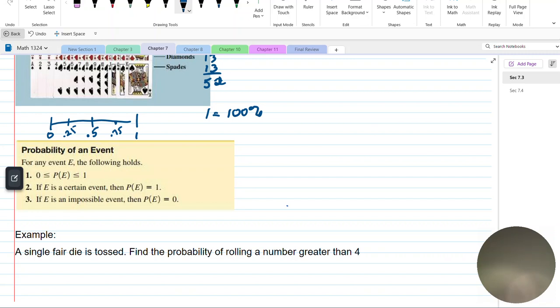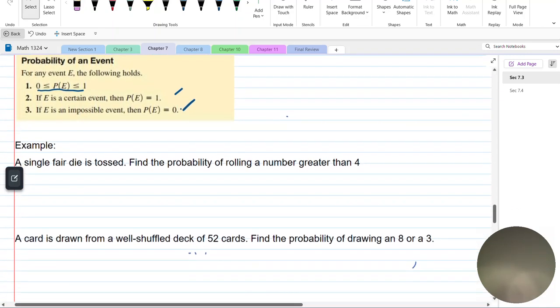This is unlikely to occur if we have a 0. This is a certainty, we have a 1. This area here is where the probability should be if you want success. This is too low after that point. That's what they're mentioning here. If an event is a certain event, then you get the 1. If it's an impossible event, you get a 0. All right. So now we're going to do some probabilities.